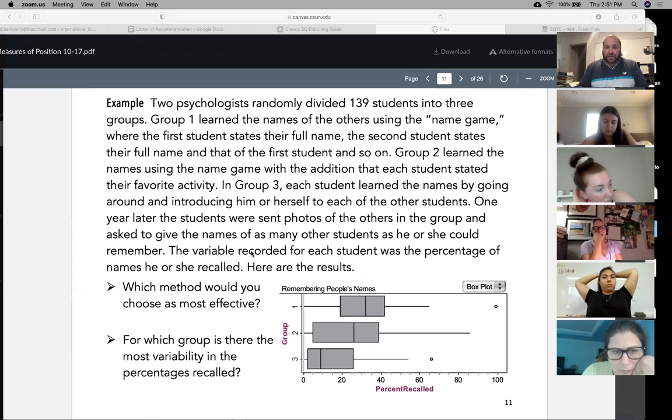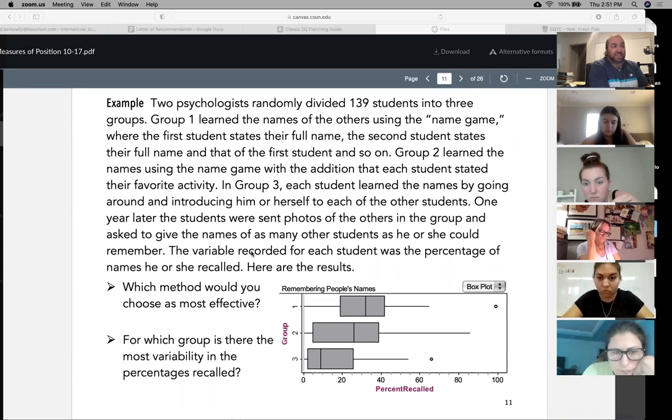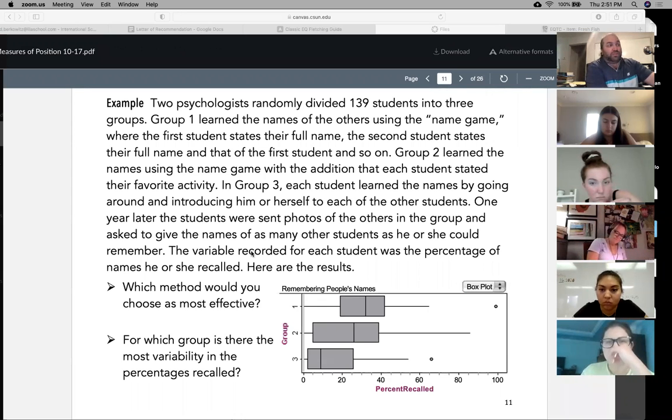Based upon these 3 box plots, which method would you choose as the most effective? One. Why 1? What is it about 1 that makes it the most effective? Is it because it's closer to or beyond the median? Well, I'm asking you. I'm not saying you're right or wrong. I'm asking you what you believe the answer to be. Closer to 100. I don't know. What? No. Don't give up so easily. What are you saying?